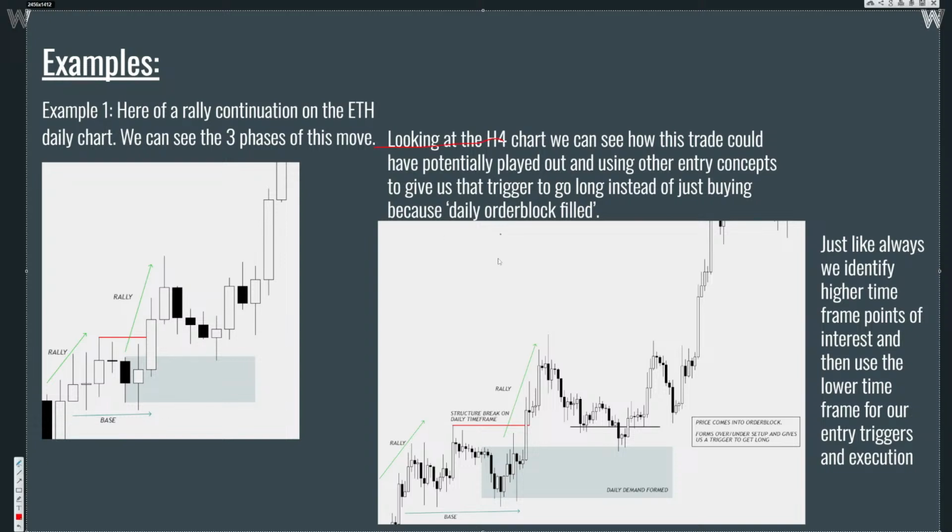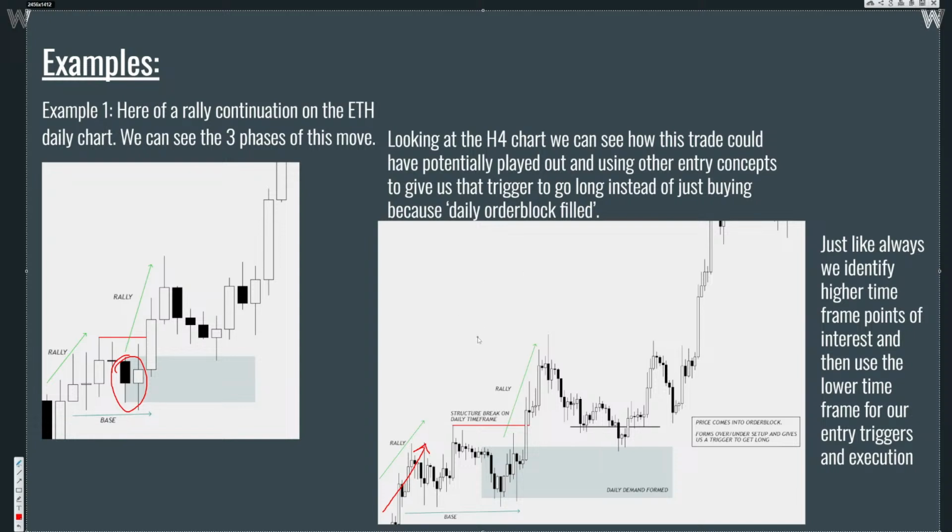Now if we look at the 4 hour on it, we can see it slightly clearer. We can see here the rally. This is the rally here. This is the base, so the base period that's formed. The daily order block, the daily demand is formed here. So this was the daily candle on ETH, and this was sort of what was happening inside it, right? Then price comes down, retests this daily demand, and then we go higher.